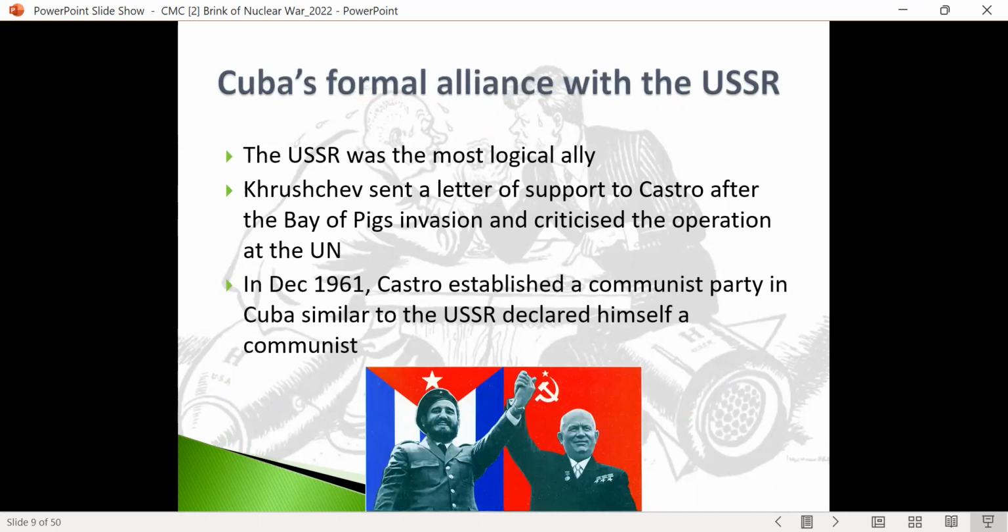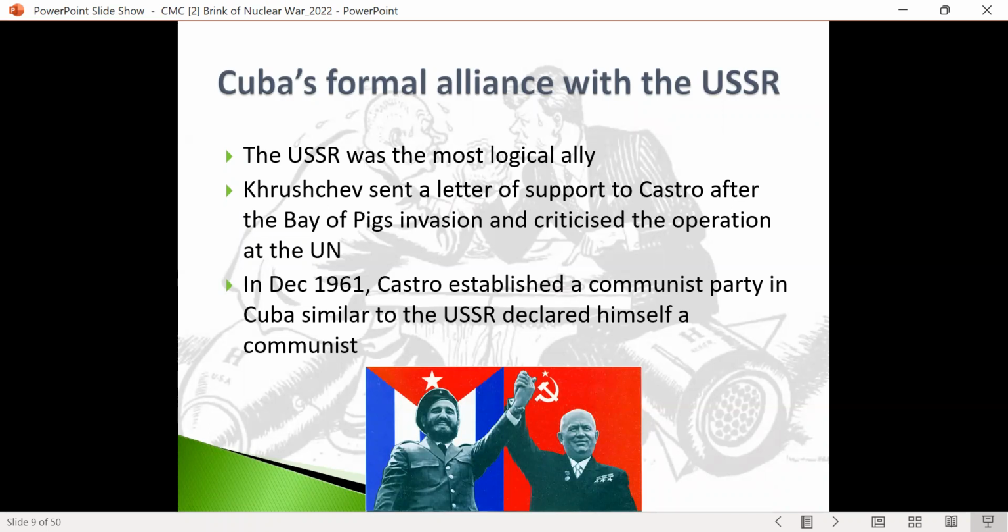And Khrushchev, a new person here. Khrushchev is the successor after Stalin. If you see this guy, Nikita Khrushchev, he's the next leader after Stalin.